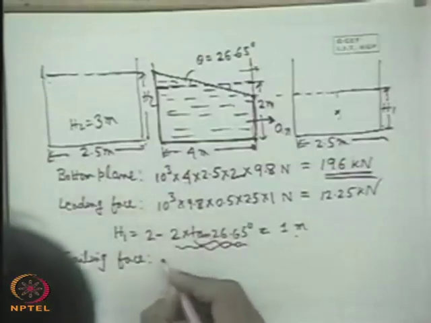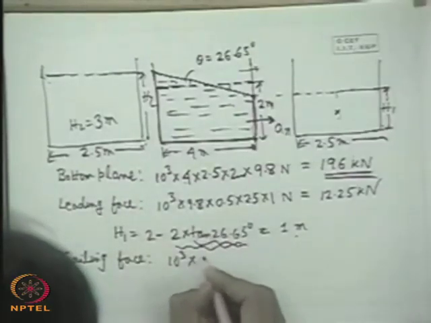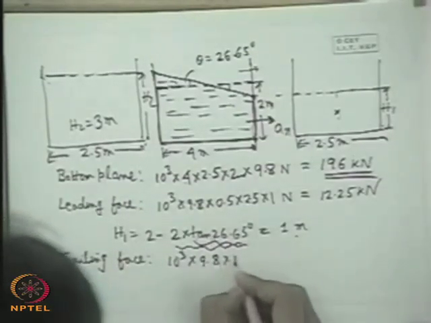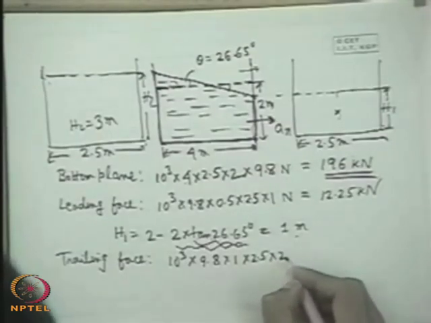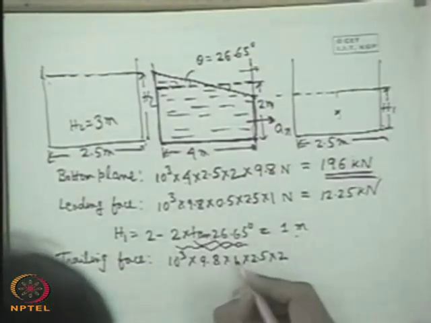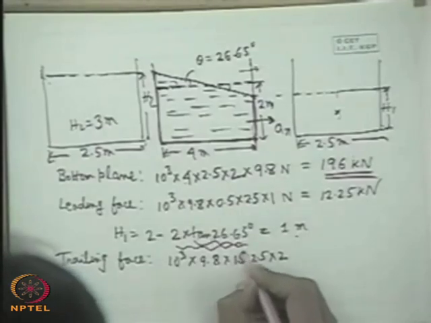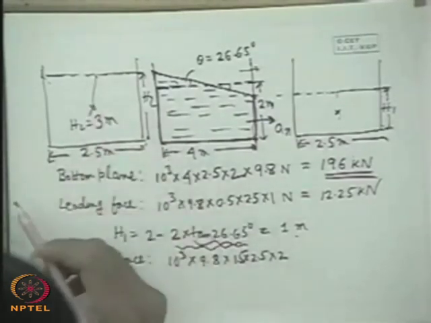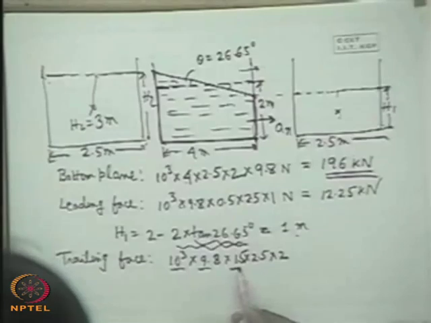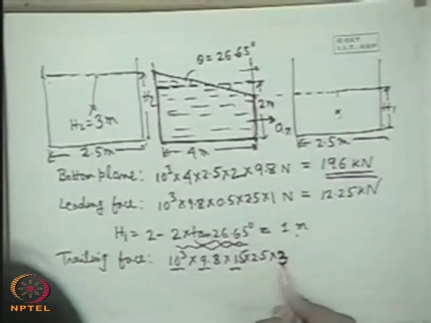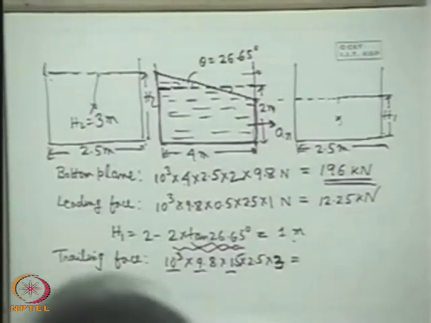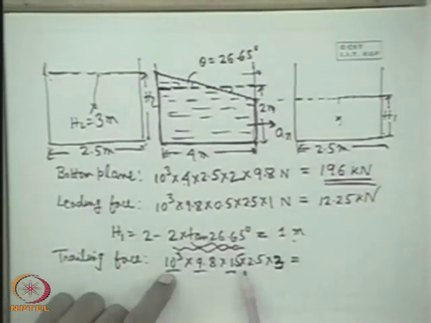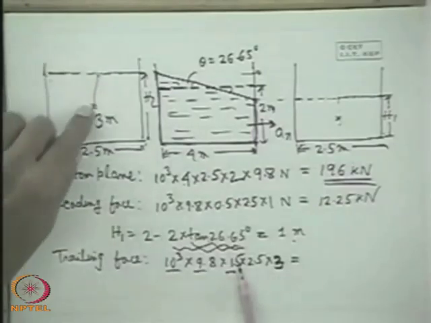So what is this value? 10 to the power 3, 9.8 into 1 into 2.5 into 2. Okay. No, 1.5, because the center of 3 is 1.5. rho g 1.5 into 3 into 2.5 area. I am sorry. So don't make that mistake. I may be excused as a teacher, but not you in the examination. So 1.5 is the center of area.